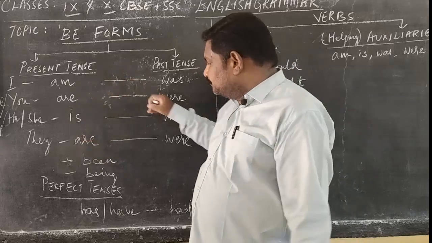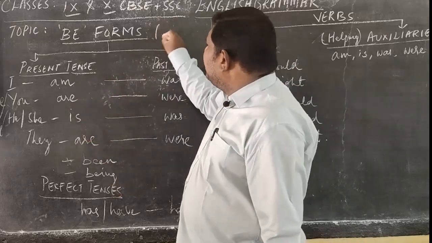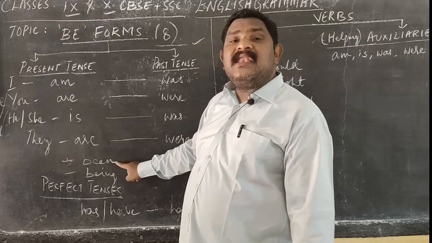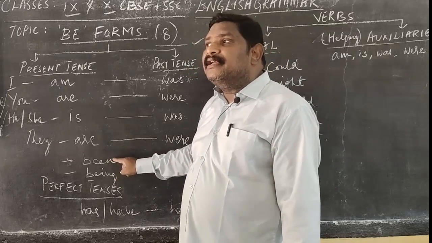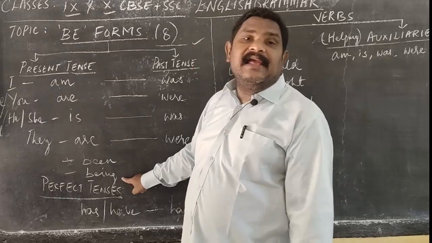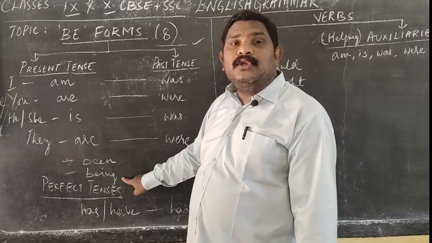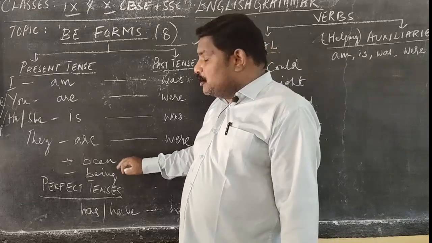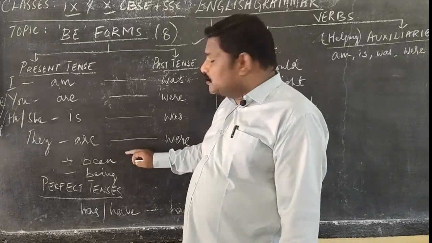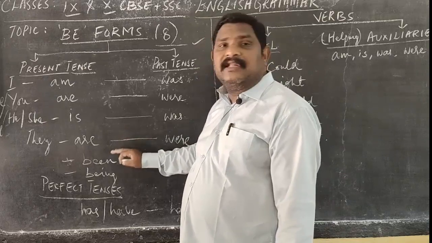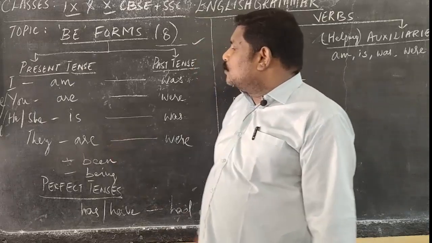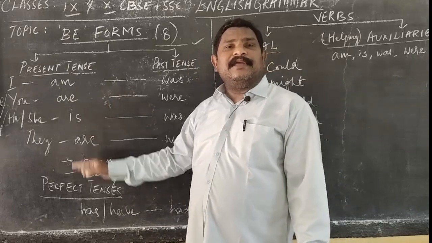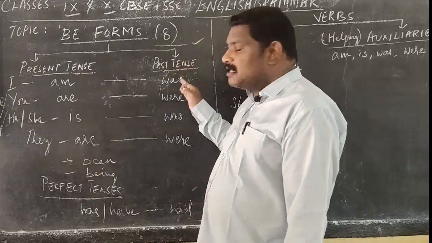Now, these are all together, these be forms are 8 in number. The other be forms are being and been. Whenever you want to say something in continuous, in the progressive manner, it has to be being. When you want to use a sentence to denote the verb in a continuous form, it is being. Been and being, even these two words are used in a sentence. So altogether we have 8 be forms, which are normally used according to the situation of the sentence in the present tense as well as in the past tense forms.